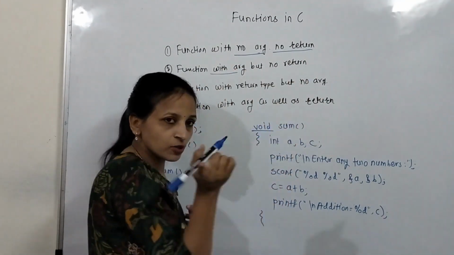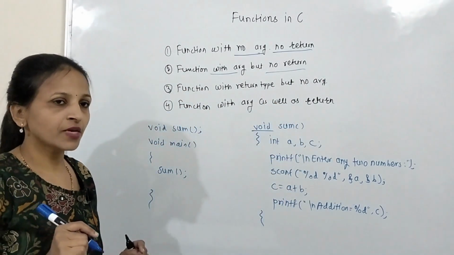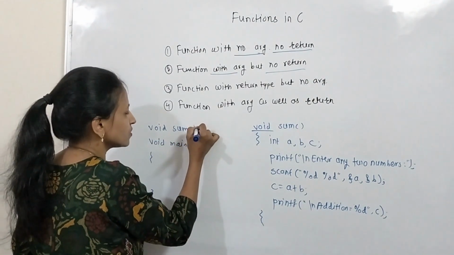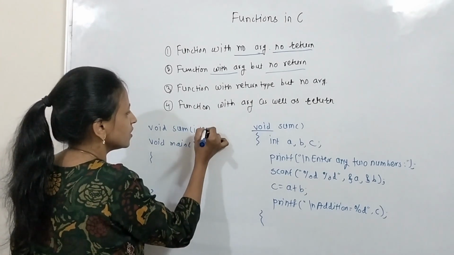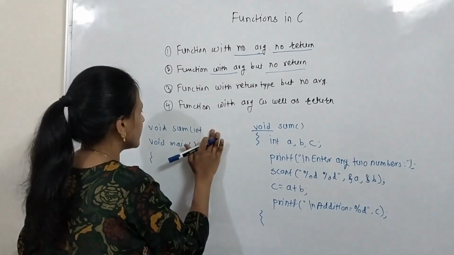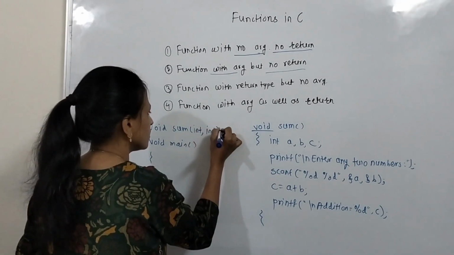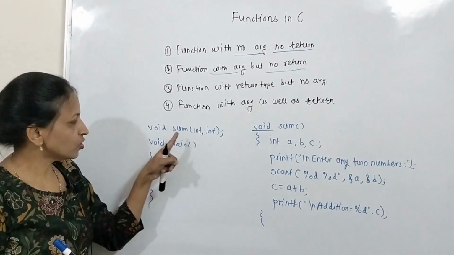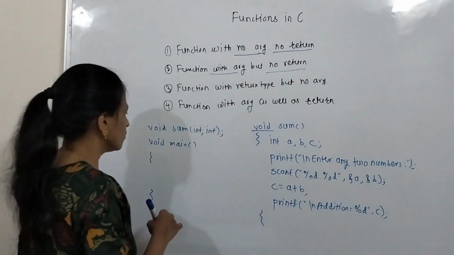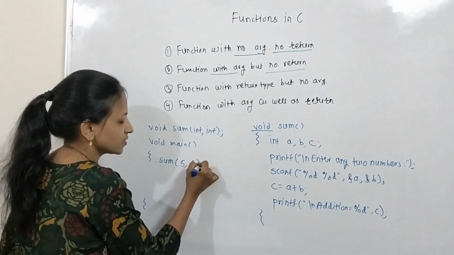Means we have to pass an argument to that function, but it will not return anything. In that way also we can do the program. Like see here, function with arguments, suppose two arguments we are passing, like integer a comma integer b. In the function declaration it is not compulsory to write argument names, just int comma int. Here we are passing arguments but not returning, that is nothing but function with argument but no return. Here we will write like this, 5 comma 6. In this way we can write.